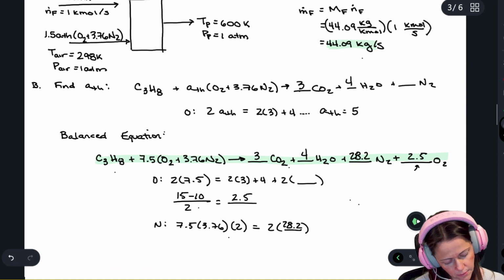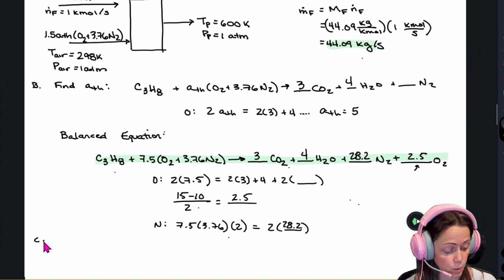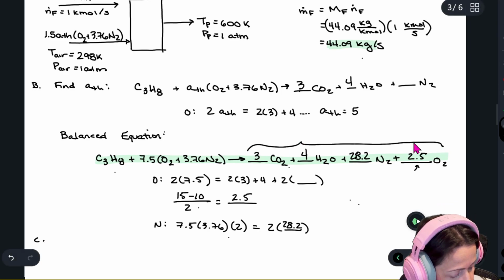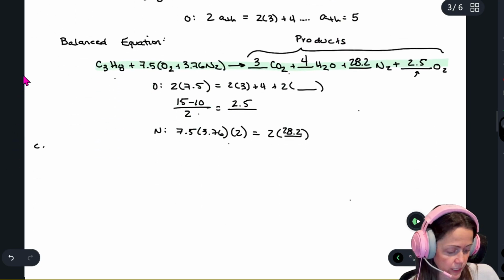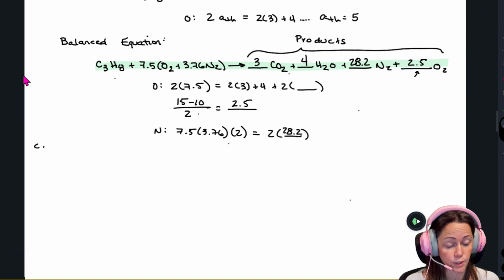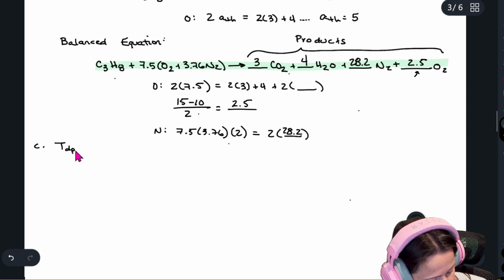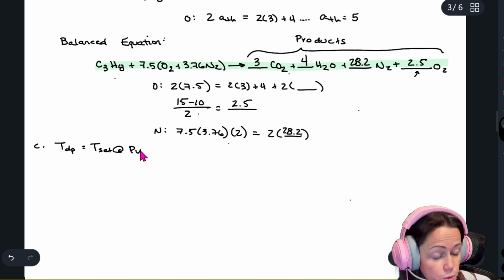All right, what's the next thing that we need? We need the dew point temperature of the water in the products. So I am looking at these. These are my products. I know the dew point temperature is the saturation temperature at the partial pressure. So T_DP is T_SAT at P_V, which means I need to find the P_V.